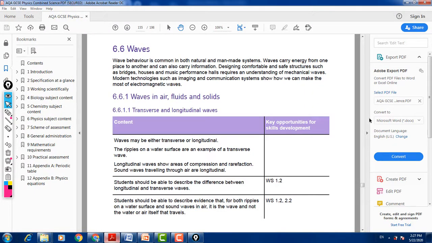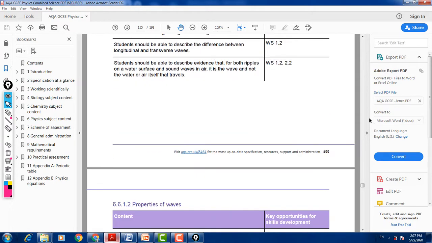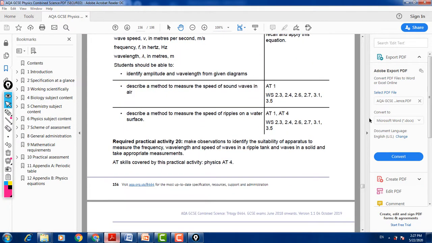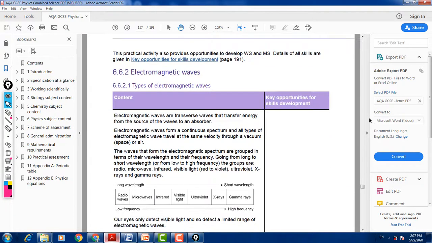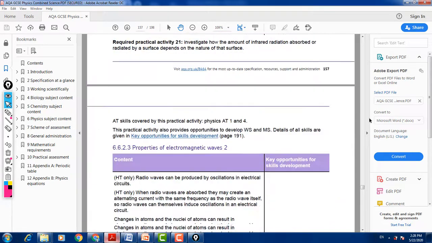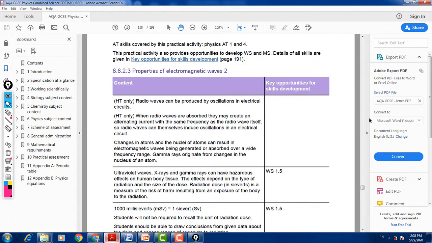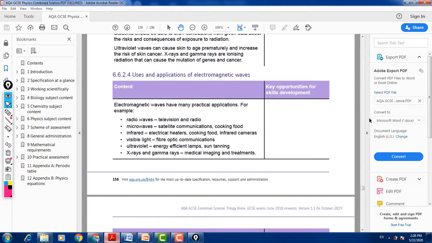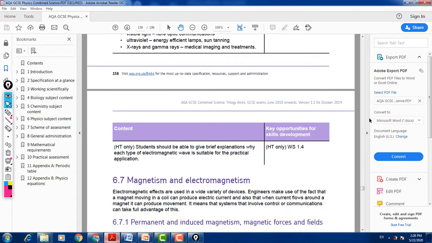Now in waves, we'll discuss transverse waves and longitudinal waves. Then we'll discuss the properties of waves, and then comes the topic of electromagnetic waves. In electromagnetic waves, first of all, we'll discuss the types of electromagnetic waves and the properties of electromagnetic waves. There will be further properties of electromagnetic waves as well. And then at the end, we'll discuss the uses and applications of electromagnetic waves. So that is all for the topic of waves.